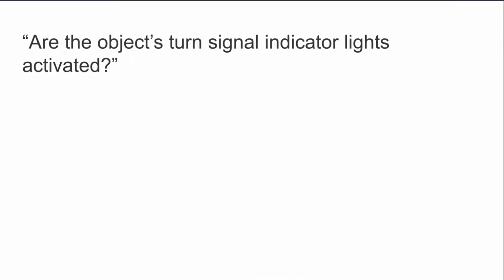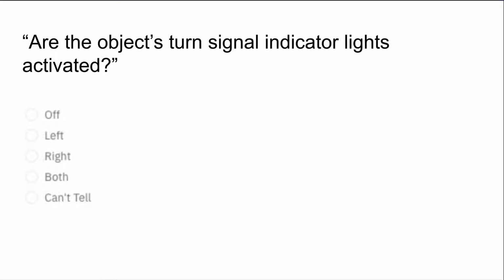In this video, we'll be talking about the B attribute on indicator lights. So the indicator lights attribute asks, are the object's turn signal indicator lights activated? And the choices that can be chosen to answer this question are off, left, right, both, and can't tell.